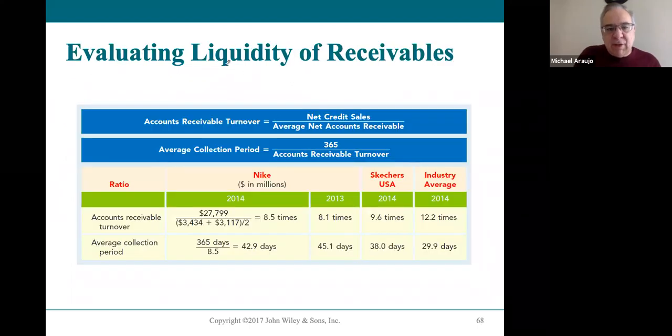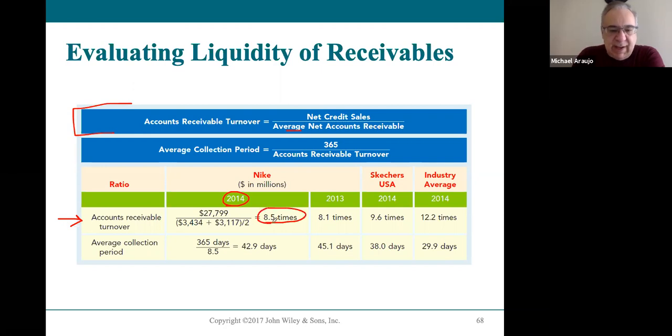Okay. So here is the accounts receivable turnover, which is simply the credit sales divided by the average receivables. So your beginning and ending accounts receivable is averaged out. Okay. So for Nike, here's 2014. They had credit sales of 27,799. Looks like they have average receivables around that 3.2 million mark. 8.5 times a year. Well, 8.5 times a year is a little low, right?